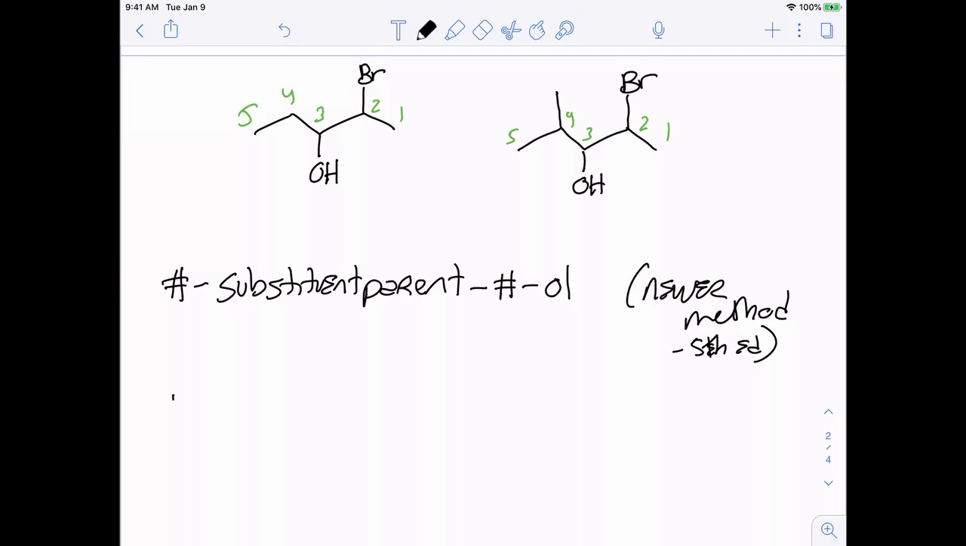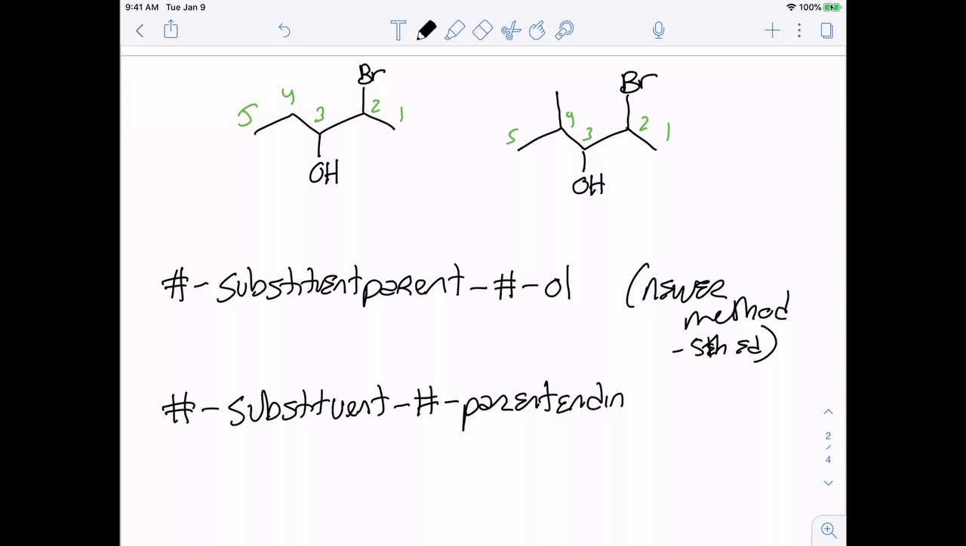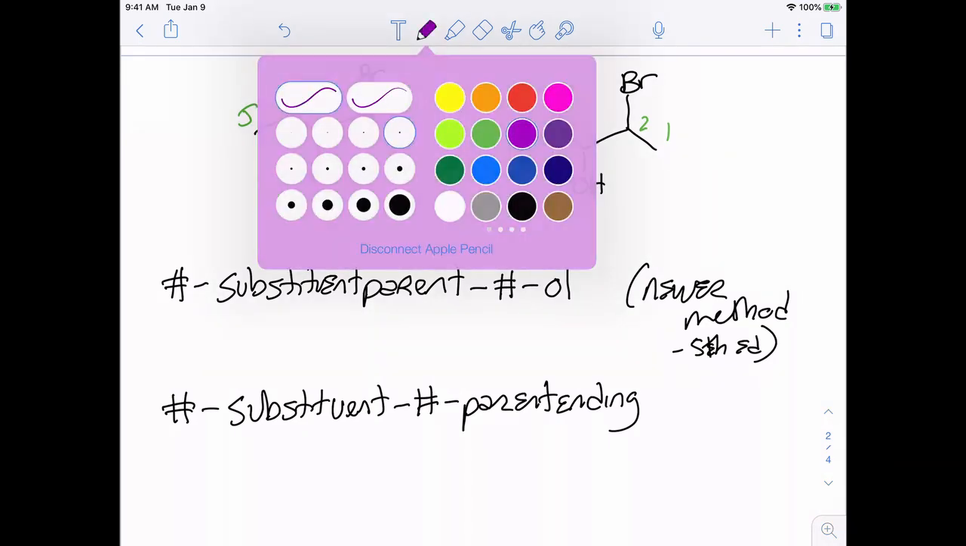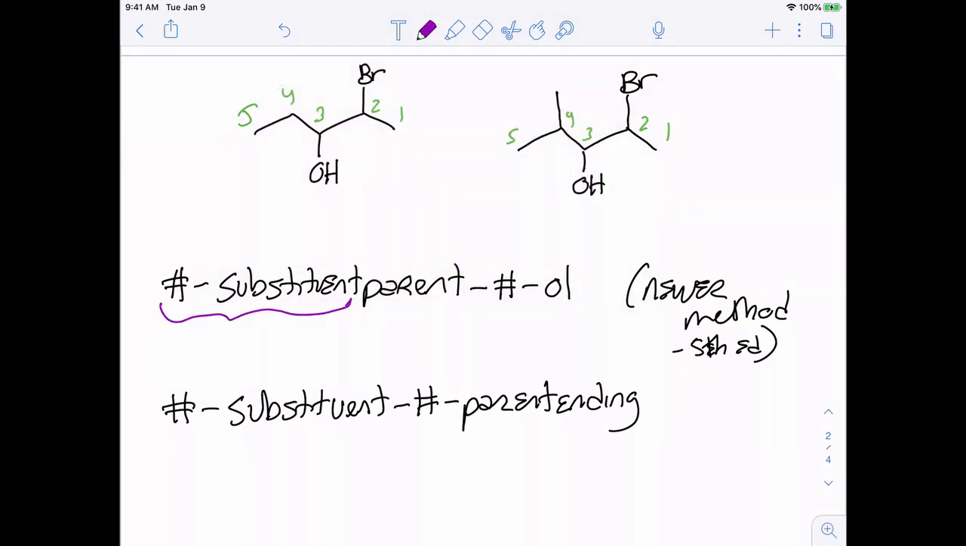The other way: substituent. So carbon number where the substituent is, the name of the substituent. And then you're going to put the number where the OH group is, then the parent with its ending. So I'm just going to put parent ending because you're going to stick those together. So this you repeat for every substituent that you have. So if there's more than one, carbon number dash substituent, carbon number dash substituent, and so on. And you list them alphabetically. Same for this one, that part doesn't change.